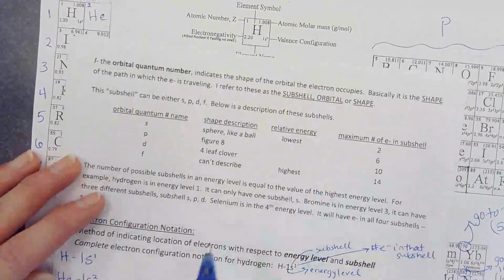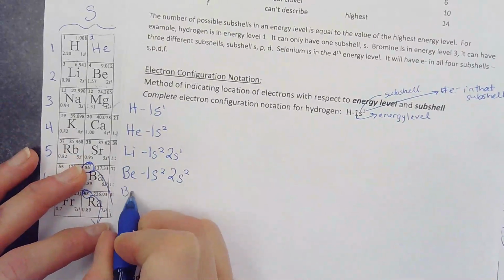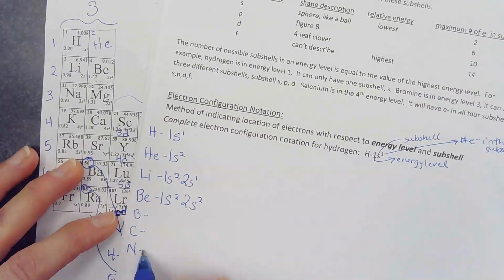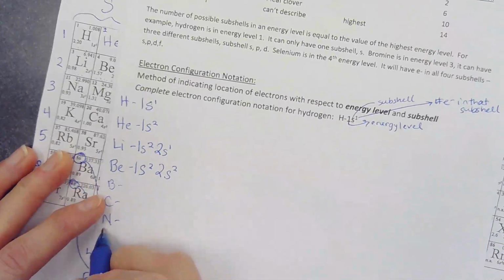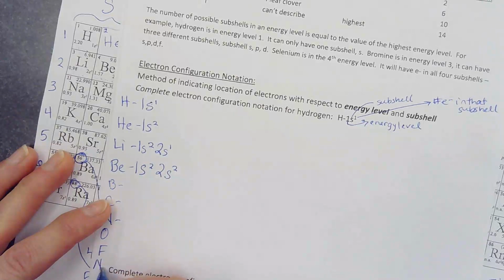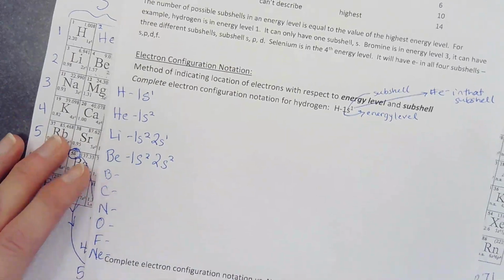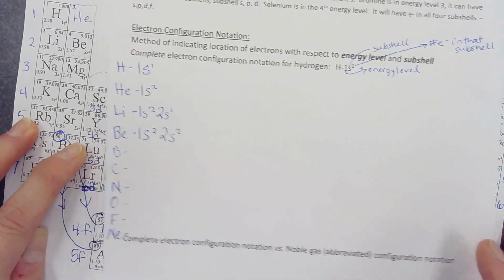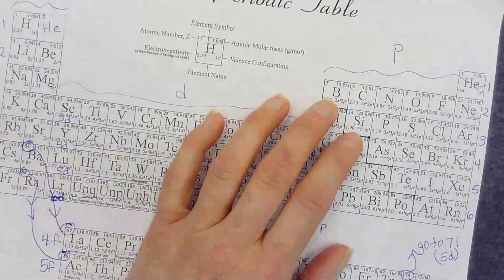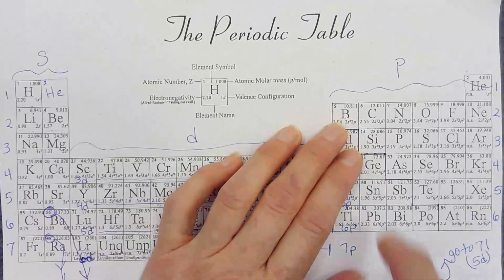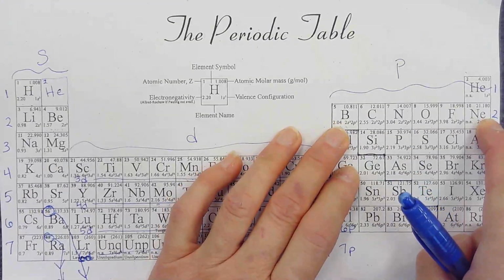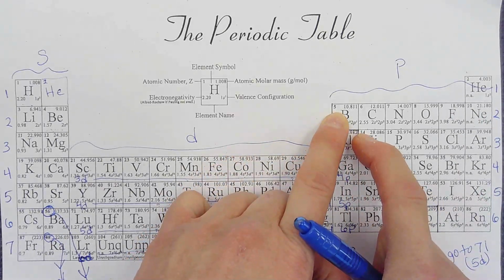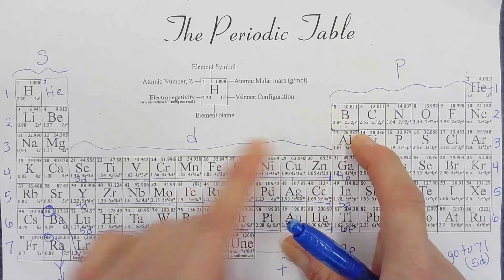I want you to write down the following on here. Boron, carbon, nitrogen, oxygen, fluorine, neon. Now boron, let's do boron. Boron is right here. I just wrote this row, period, this energy level. Boron has how many valence electrons? 5. Where are the first 2?